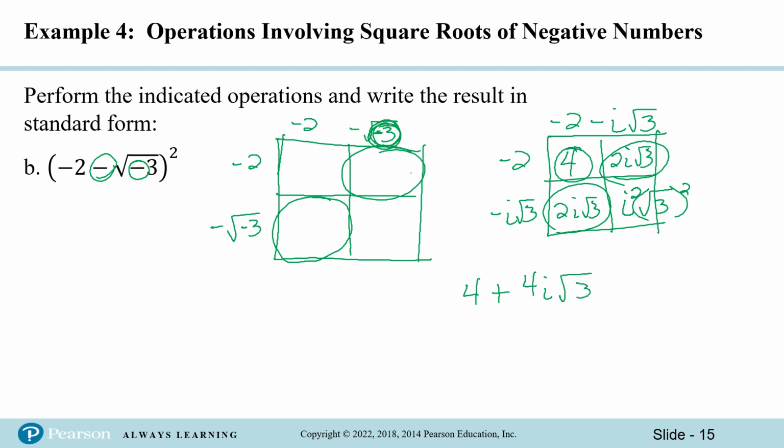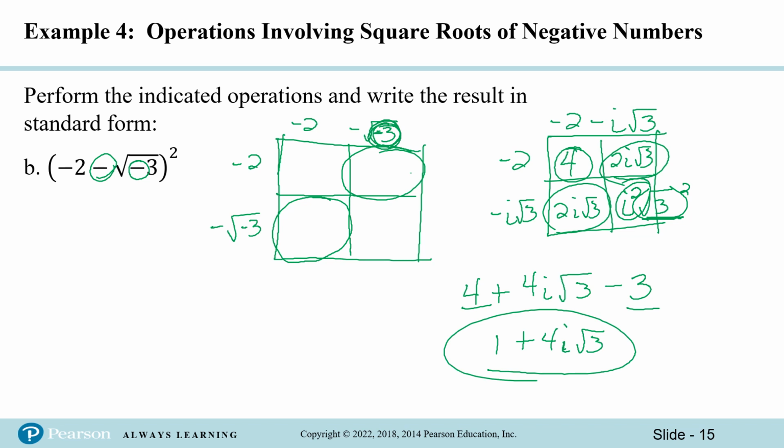And then for this one, i squared is negative 1. I'm going to put a negative there. If I square a square root, the square and the square root cancel each other out. So I'm left with 3, negative 3 because of the i squared. So I'm going to combine the 4 and the negative 3. And that would be the final answer.